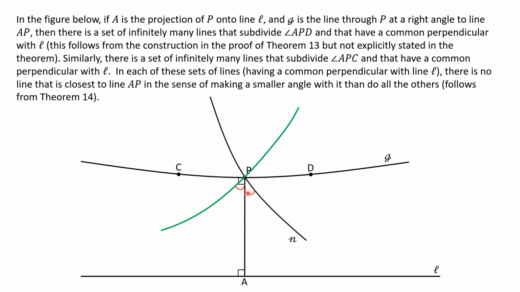So talking about this angle here. So here's our line N, and we can keep getting smaller and smaller angles in here and still have that line parallel to L and share a common perpendicular. There's no smallest angle. There's no line which makes the smallest angle. And the same thing on the other side here.